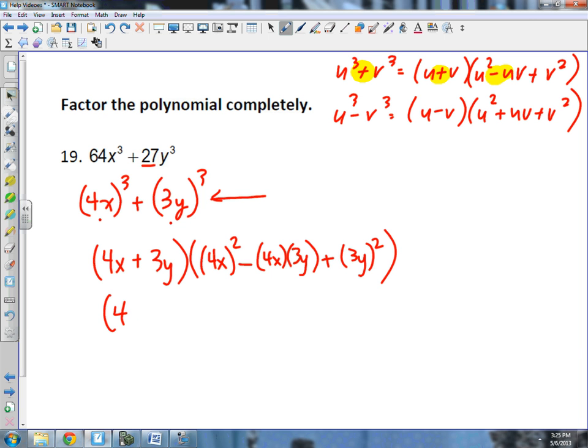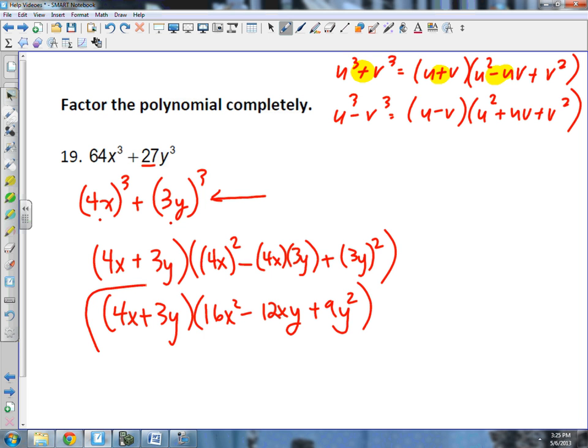And now let's finish this question by multiplying this all out. So 4x squared is 16x squared. Don't forget to square the 4. Negative 4x times 3y is negative 12xy, and then plus 9y squared. So this is my final answer to the difference of sum of cubes problem there.